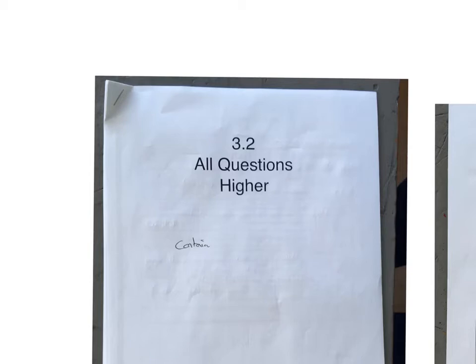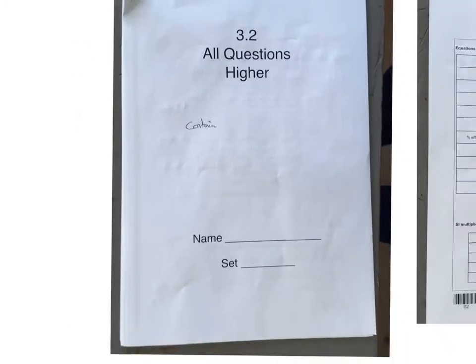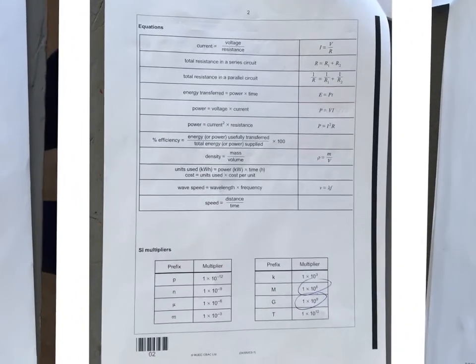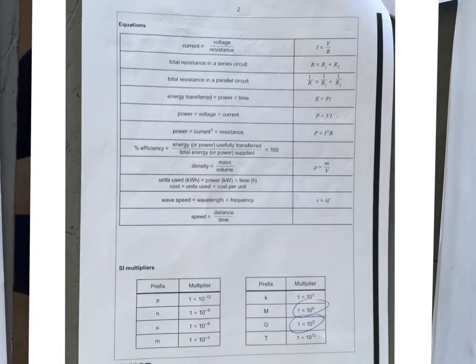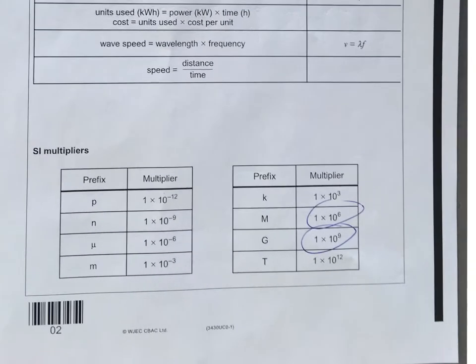All right then, so 3.2, these are the all questions for the higher paper now. And here's your formula sheet. As always, a couple more equations for the higher paper, and then your multipliers and your prefix down the bottom. These we're going to be using today in a question, and not so much these, I don't think.